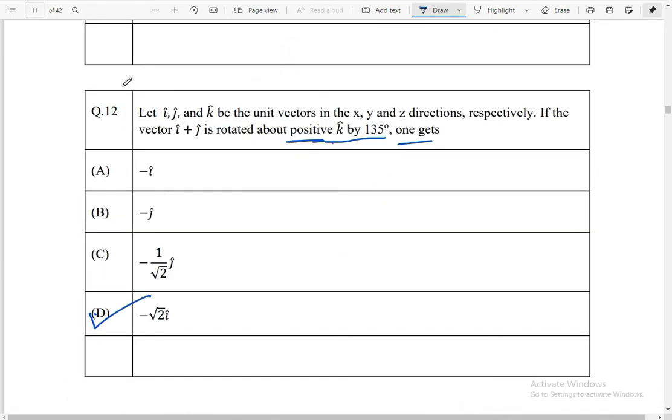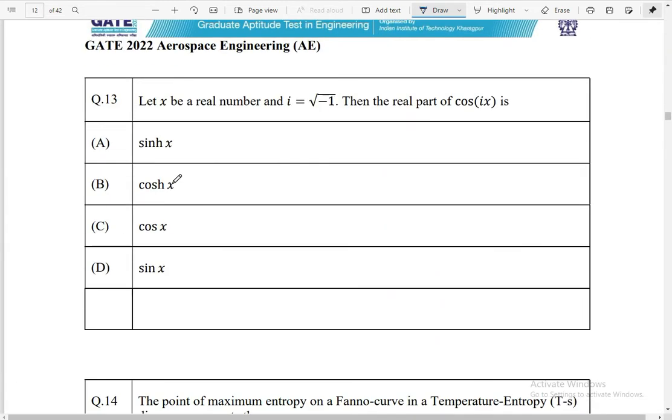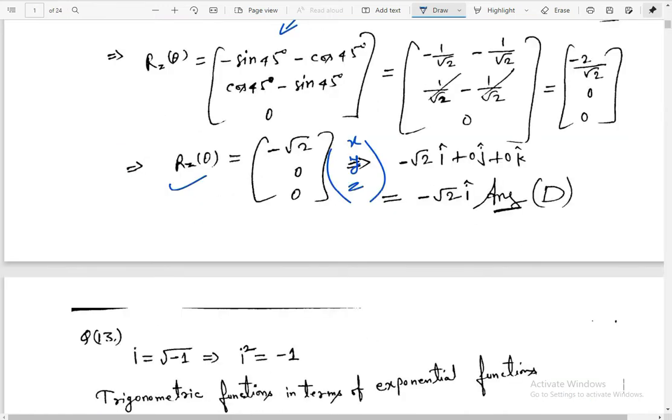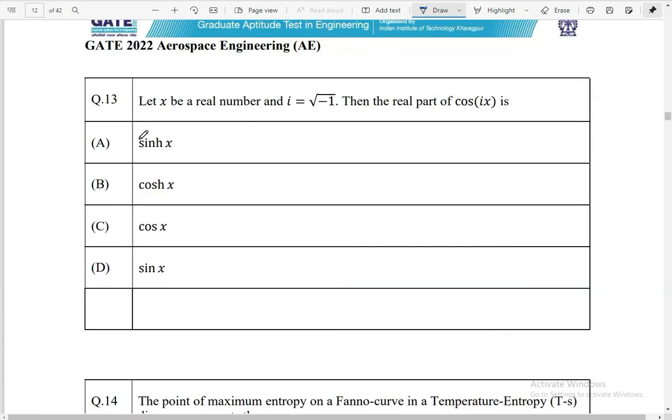And then question number 13. It is better to download this question paper, 2022 aerospace engineering. I will put all the questions, the question paper and answer sheet solutions, in this video description. Please go to the description and download from there, try to open it first, print out these questions, and then watch this video, so it is easy to understand.